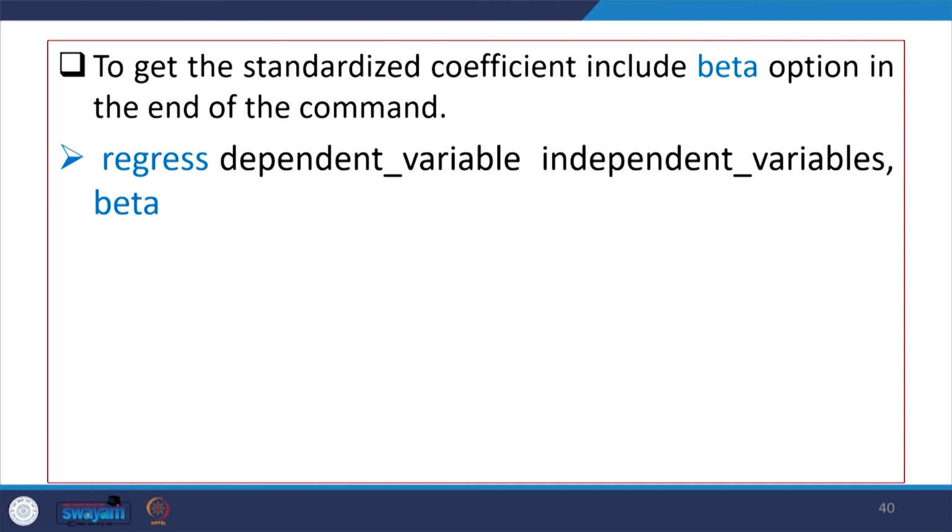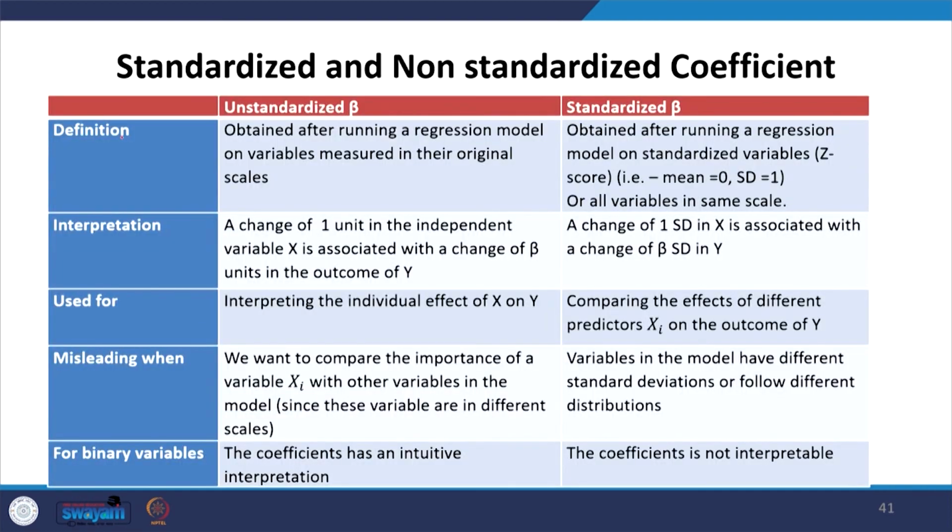To get the standardized coefficient, include the beta option at the end of the command. By adding a comma followed by beta, the command is going to give you the standardized coefficient values. The rest of the command is the same. I am not calculating step by step. We will certainly come up with this in the next episode. At this moment, we are just clarifying it.